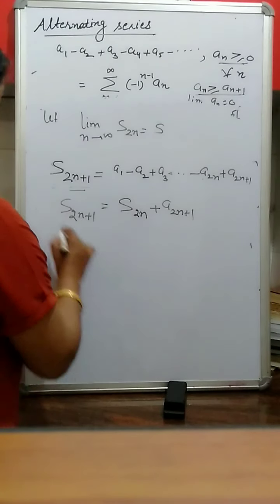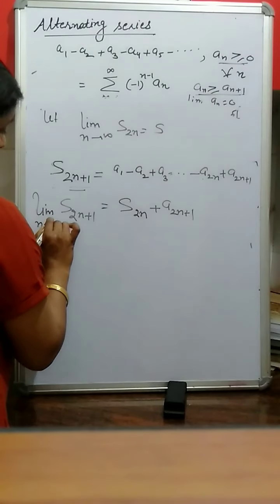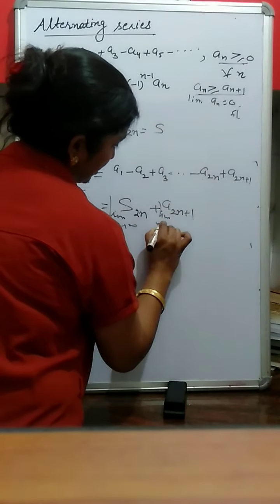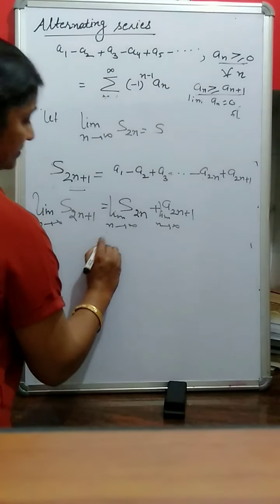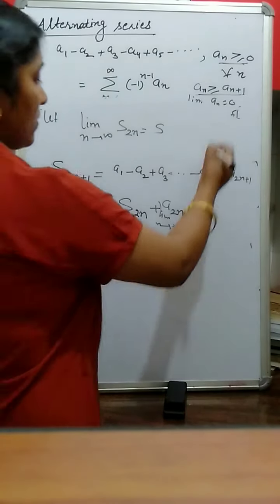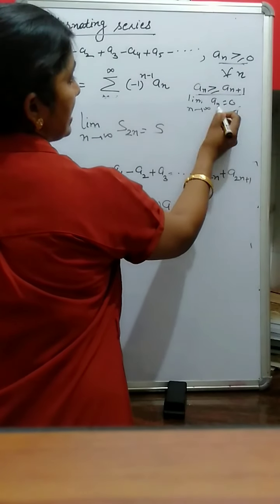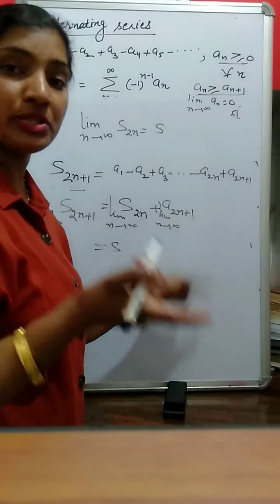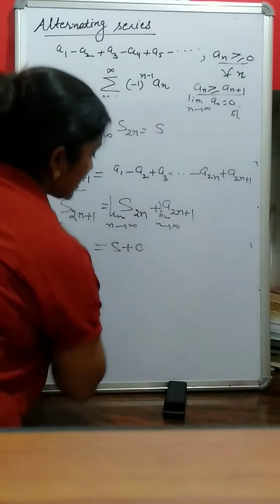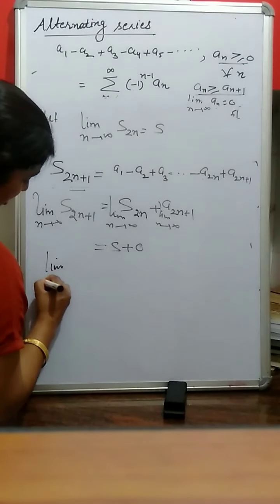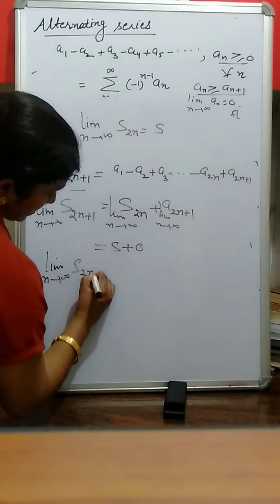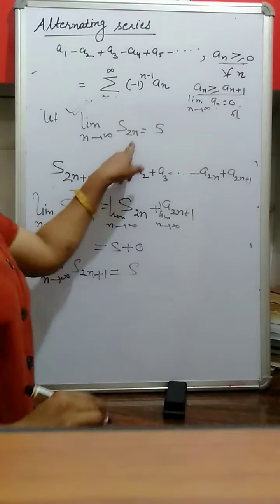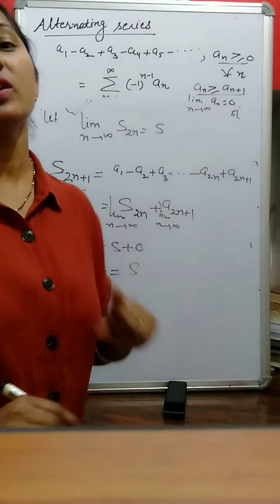If you want to find out the limit as n approaches infinity, you know this is S, and what is this? This is 0, because as n approaches infinity, a_n is equal to 0. So when n approaches infinity, 2n+1 also approaches infinity, and this limit will be 0. So the sequence of partial sums of odd terms is also approaching S, and the limit of the even sums is also S, the limit of odd sums is also S.